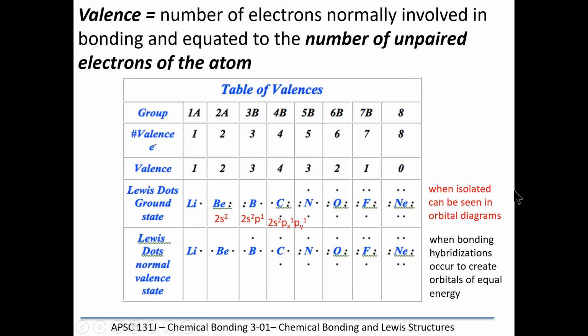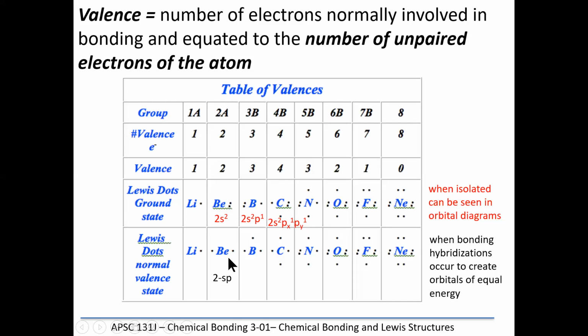And nitrogen, here's the electron arrangement. It's 1s2, 2s2, 2p3, px1, py1, pz1. Now, normally when these elements form bonds, they hybridize their orbitals together. The s and the p orbitals will hybridize into one type of orbital that all have the same energy levels, same amount of energy. So we call them sp hybrids. If there are 3 p orbitals that hybridize with an s, we call it an sp3 hybrid orbital.